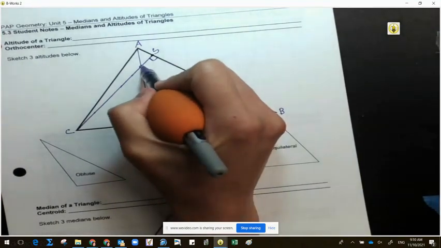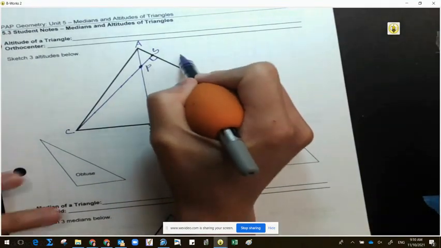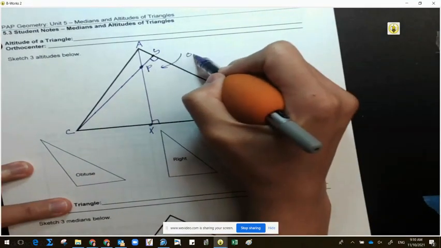And let's go ahead and call this common point P. And this right here is called the orthocenter.